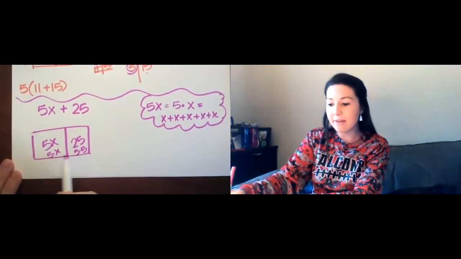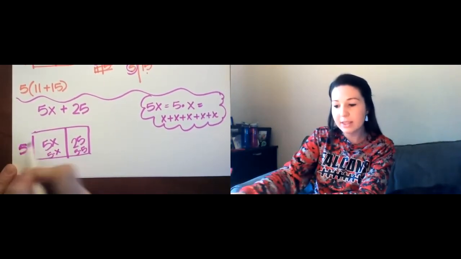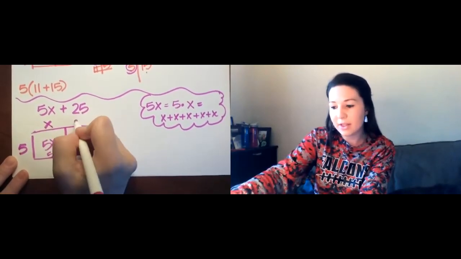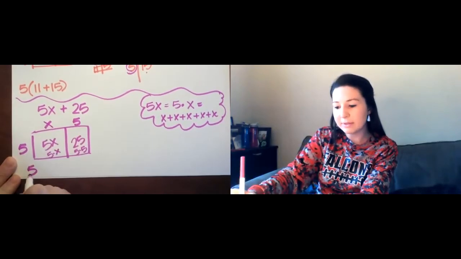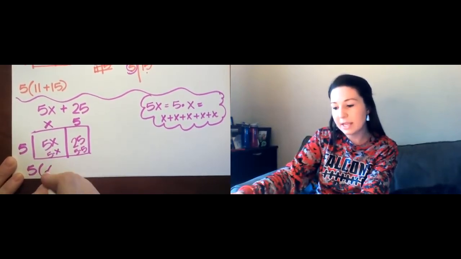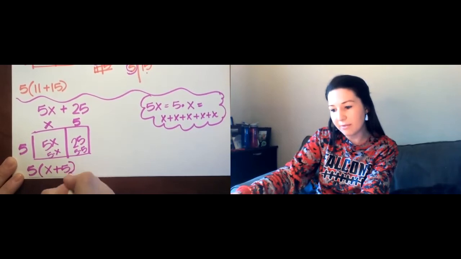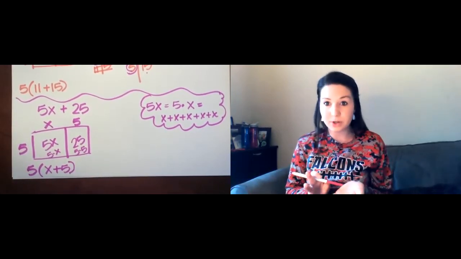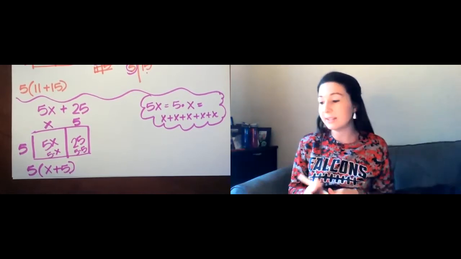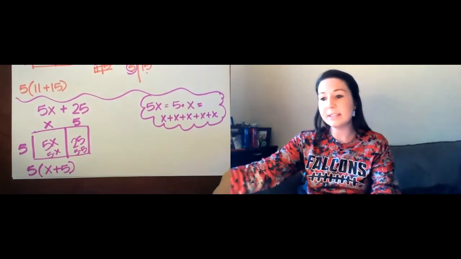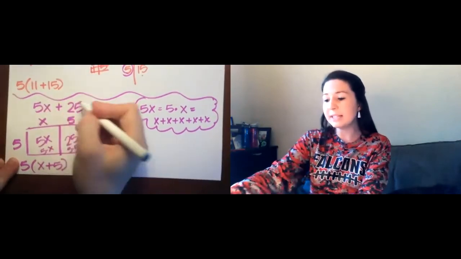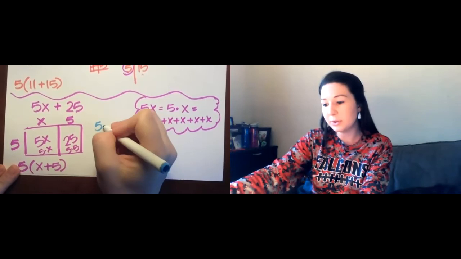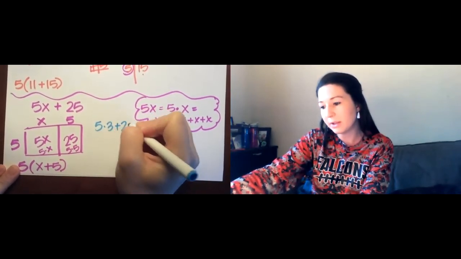So if I take out that factor of 5, then what's left over? Well, here I just have x, and here I just have another 5. So that would be the same as saying 5 times x plus 5. And then we can test out and see, is this true? Did we do it correctly for any value of x? So if I said x is 3, we can test it out in our original expression. So we would just take our x and change it to a 3. So we'd have 5 times 3 plus 25.